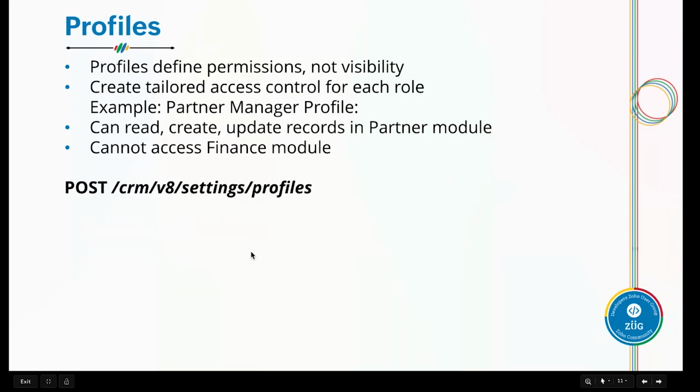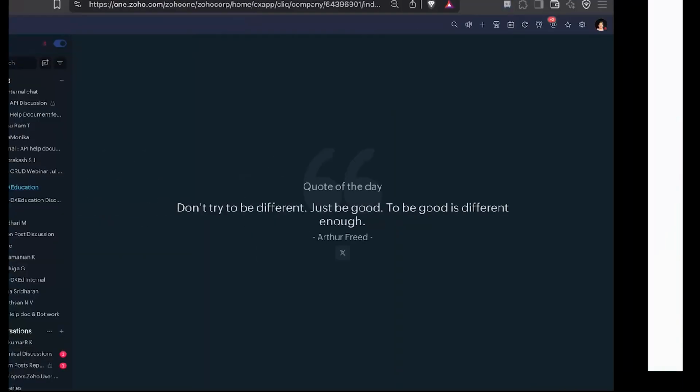Moving on to profiles. Once roles are defined, the next step is setting up profiles to manage user actions. Say what modules they can access, what operations they're allowed to perform. So in our case, I want to create a custom profile called Partner Manager Profile. So this profile allows basic CRUD operations in the partner module, but restricts access to sensitive areas like finance or admin modules or say contacts. You can do all this with a simple post call to the profiles API. Let me show you how.